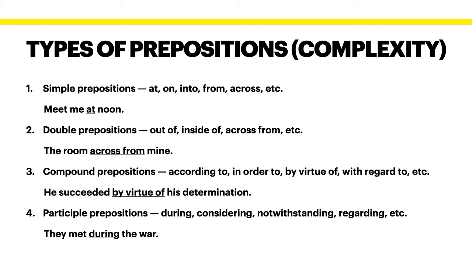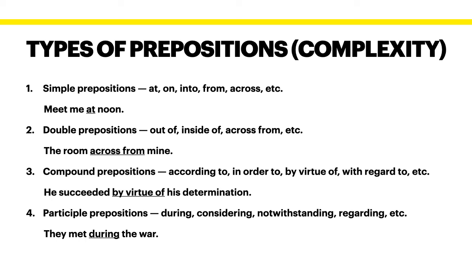So across can be used as a simple preposition, like when you say the house across the river. The boat sped across the river. Then from can also be a simple preposition showing either time or place or different things. But here when you say across from, because it is a combination of two simple prepositions, it is called a double preposition.